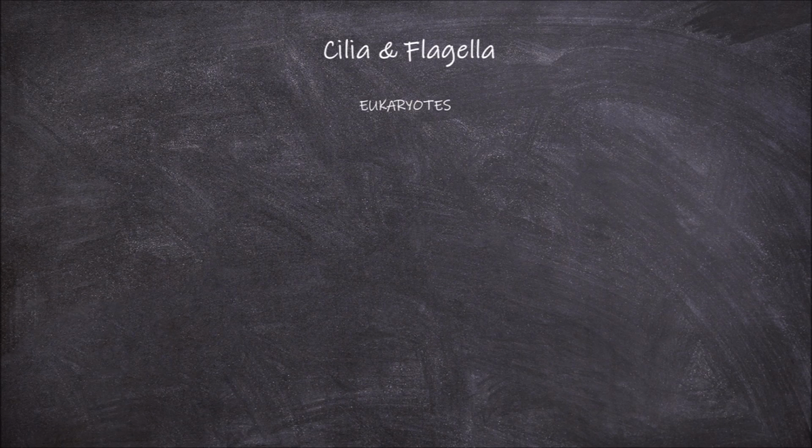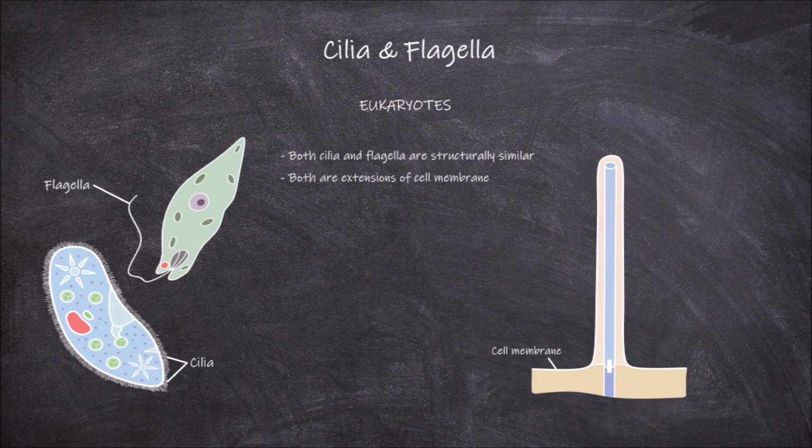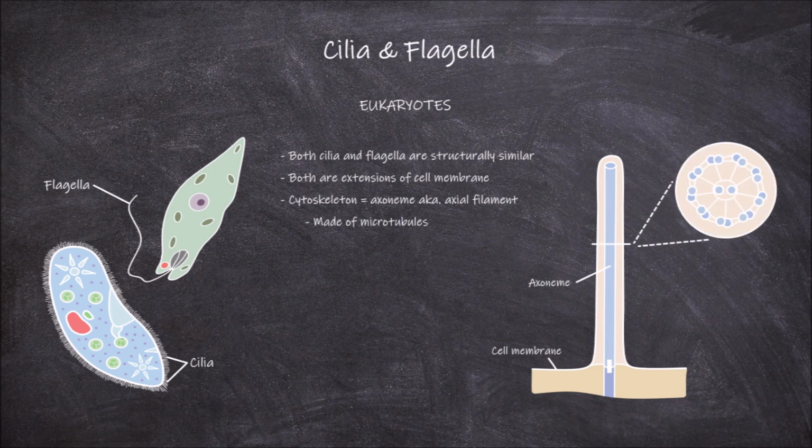In eukaryotes, both flagella and cilia are structurally similar. They are both extensions of the cell membrane. Within the flagella or cilia is the cytoskeleton, which is called the axoneme or axial filament. This internal cytoskeleton is made up of microtubules.